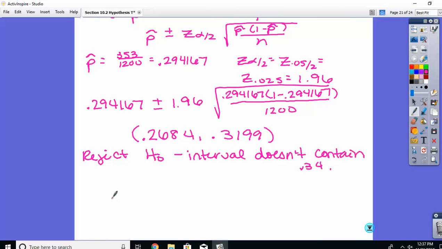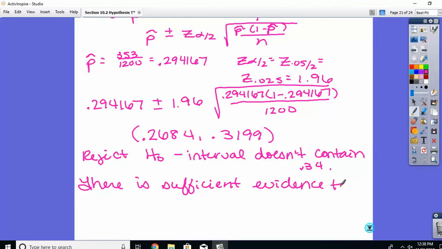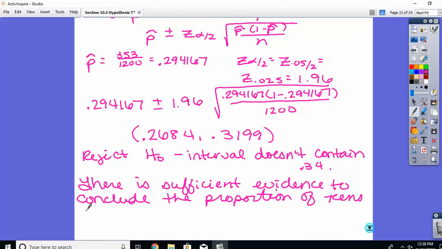If I asked you to write a conclusion, you would say there is sufficient evidence to conclude the proportion of teenagers who text while driving has changed.